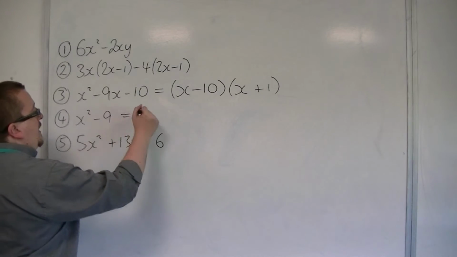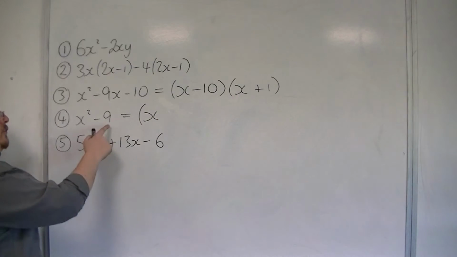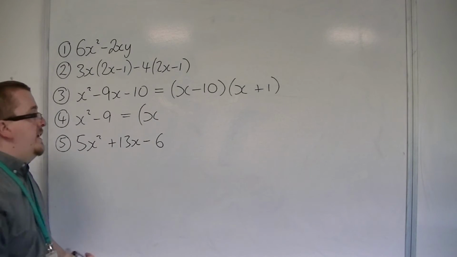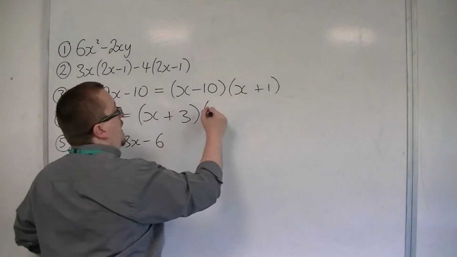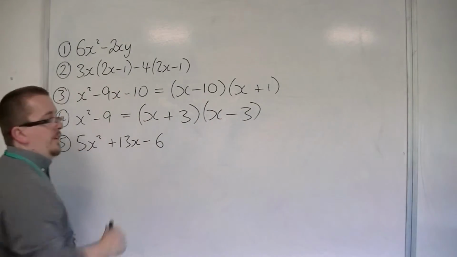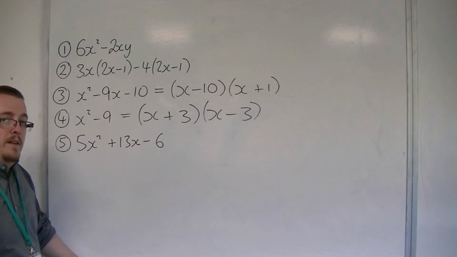So what you're looking for is the square root of x squared, which is x, and the square root of 9, which is 3. So you have one bracket with plus 3 and one bracket with minus 3, okay? And that would expand to give you x squared minus 9.